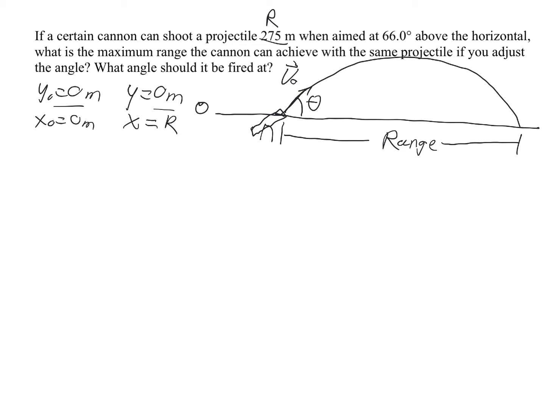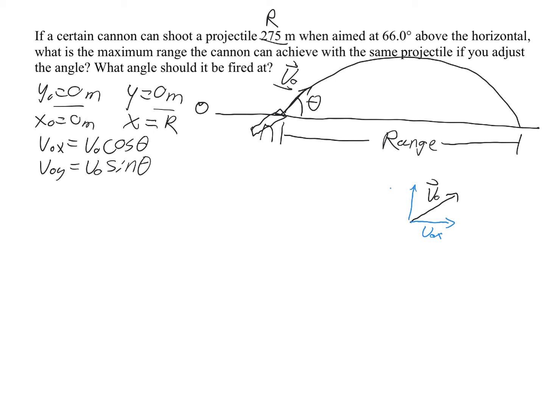But because velocity is a vector, we can break our initial velocity down into x and y components. Since v initial is our hypotenuse, the hypotenuse multiplied by the cosine of the angle will give us our horizontal or x component, and the hypotenuse multiplied by the sine of the angle will give us the y component. That's just making a triangle out of our initial velocity, thinking of it as having a piece in the x and a piece in the y direction.